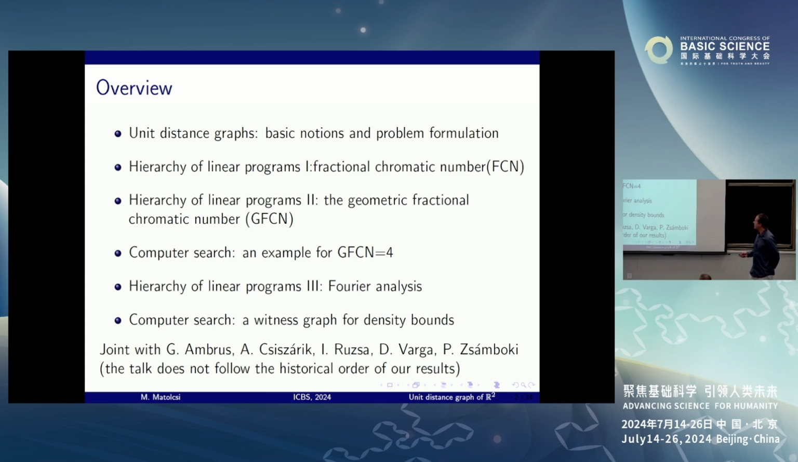And then I'll show you a result of a computer search, a concrete finite graph on 27 vertices, which achieves geometric fractional chromatic number equal to 4. I will explain why 4 is important in this context. And then we move on to the third hierarchy of linear programs, namely using some Fourier analysis, and finally proving an old conjecture of Paul Erdos with another witness graph. And I should mention here that all this is joint work with several co-authors, Gergely Ambrus, Adrián Csiszárik, Imre Ruzsa, Daniel Varga, and Pál Zsámboki.